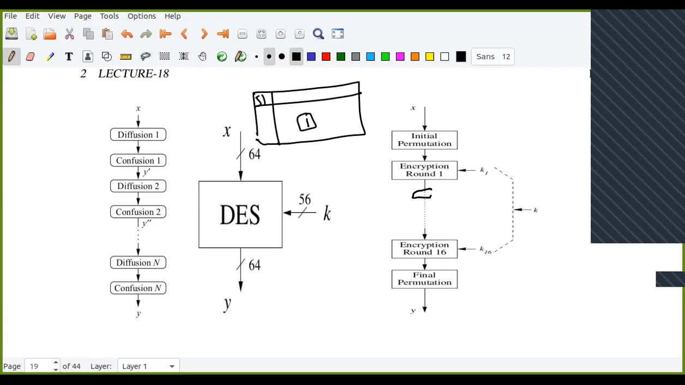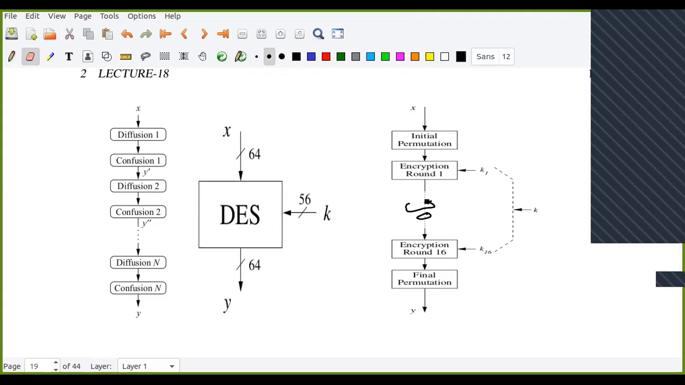The output that came from round 1 becomes input to the second round. Again some output will come that becomes input to the third round, and so on. That many rounds it will go, so it is difficult for an opponent to crack the key or find out the actual message, the plain text.